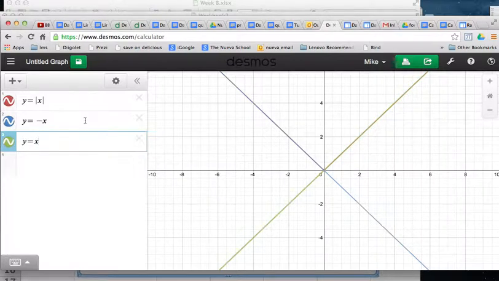Well, it's following y equals negative x only up until 0, and then after 0 it starts following y equals x. So we can think about absolute values as being a construction of two different linear functions.